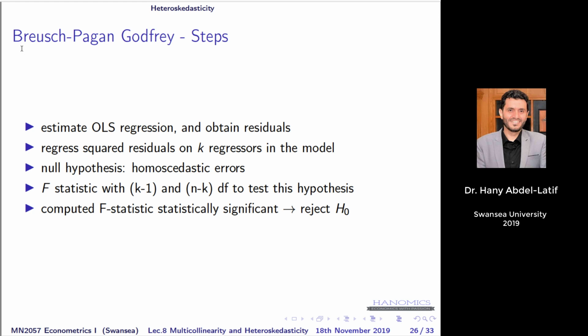So what we're going to do here is run this regression, and then we obtain the squared residuals. You regress the squared residuals on the regressors. You know that your null hypothesis is homoskedastic errors. You get the F statistic, which I call here the computed F, and compare it with the F critical. If your F statistic is greater than your critical value, then it is significant, which means that you reject the null hypothesis. If you reject the null hypothesis, it means that you have heteroskedastic errors.